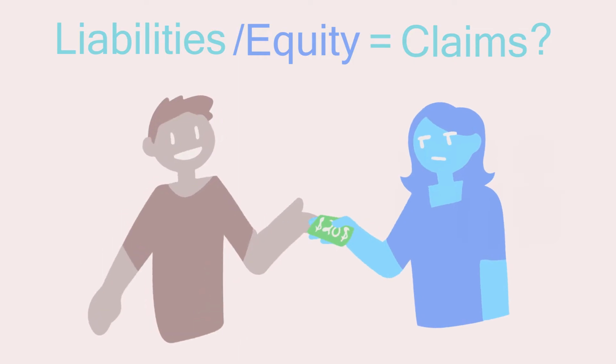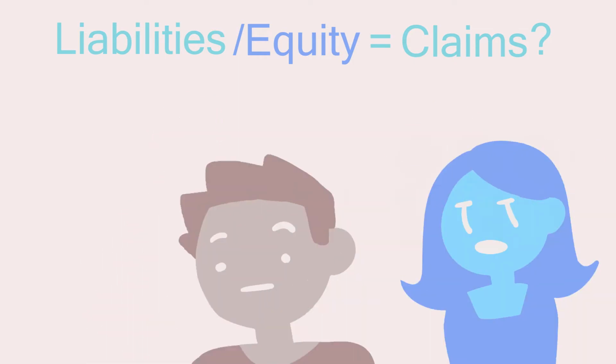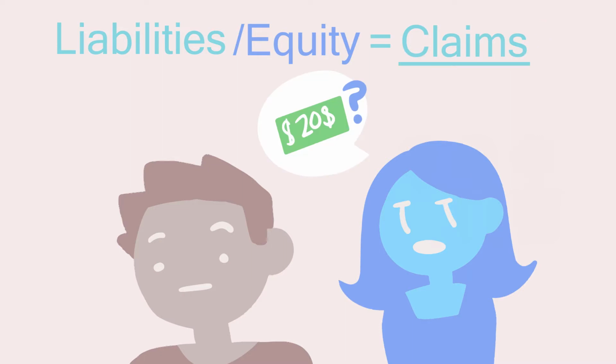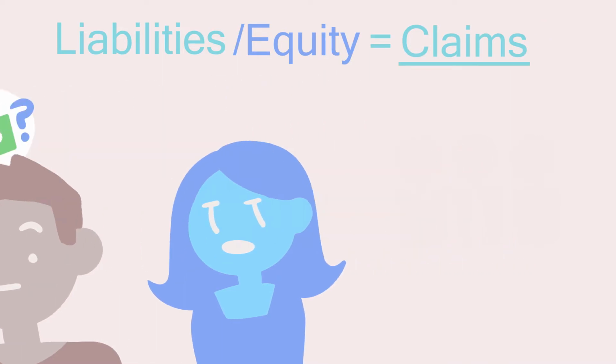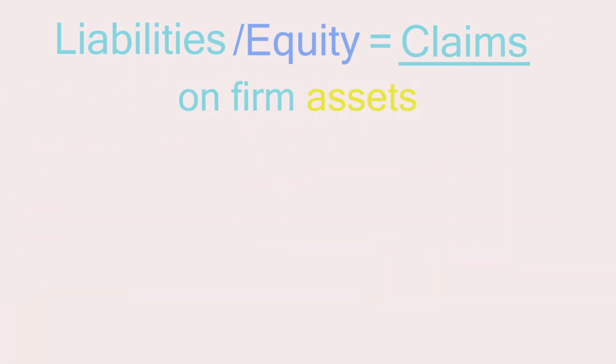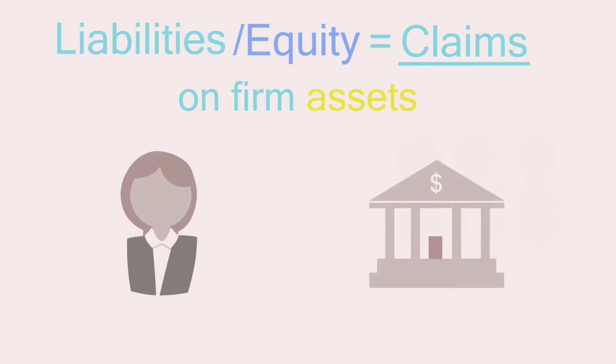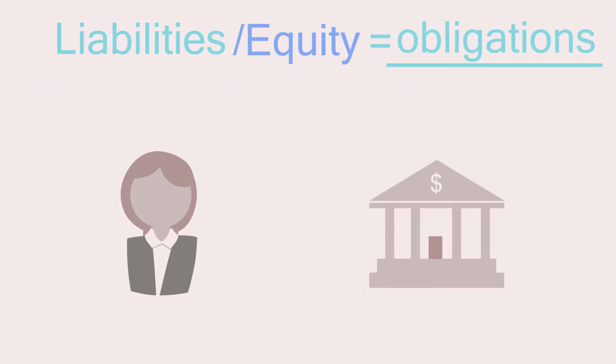Liabilities and equity represent claims on the company's assets. What do we mean by claims? Say your friend lends you $20 and they expect you to pay them back. Their expectation could be called a claim on that money. So a company's liabilities and equity represent claims on the firm's assets from groups such as the company's owners or lenders, also called creditors. This is why liabilities and equity are thought of as obligations the firm has, which will result in some kind of sacrifice in the future.